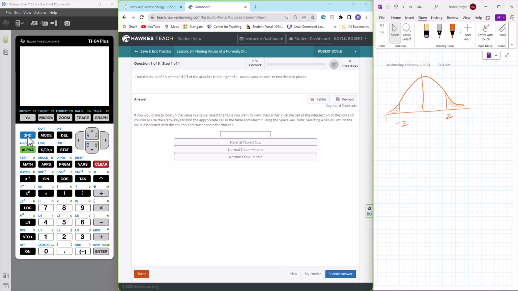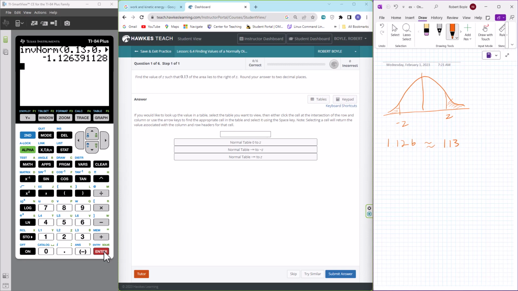I can do second VARS, go to inverse norm. I'm just going to type in 0.1301, paste, hit enter again, and there I have a negative. Here I have a value of -1.12. That means that the answer I want to put in is going to be positive 1.12. Now the third decimal value is a 6, so I will probably want to rewrite that as positive 1.13.